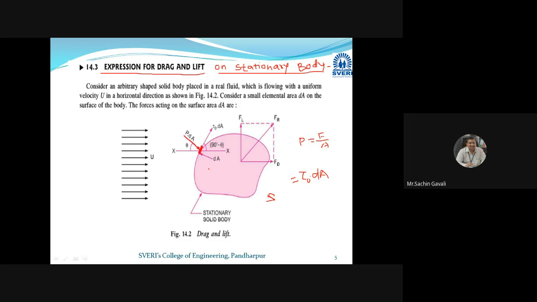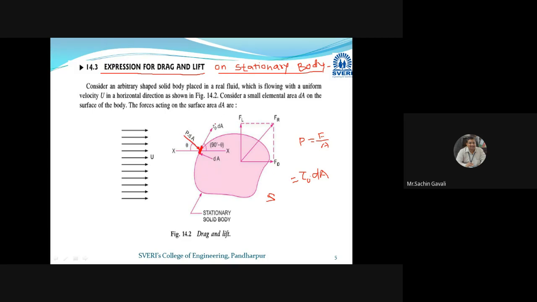So therefore it is going to be P dA and one is tau dA. P dA acts perpendicular, as the pressure intensity is normal to that particular surface, and tau dA is in the tangential direction to that particular object. So P dA is one of the forces and another is tau dA.